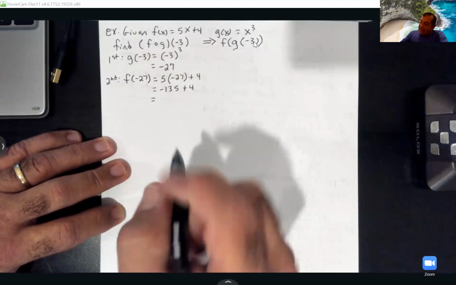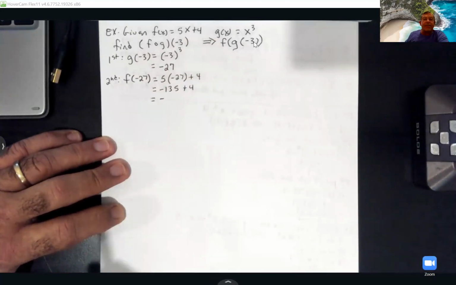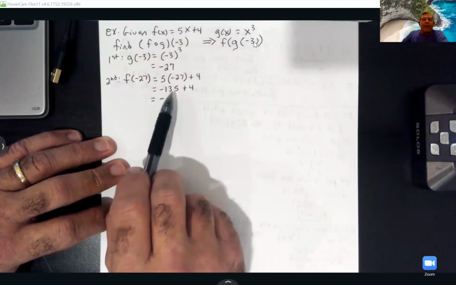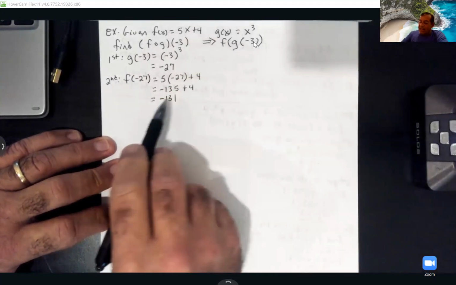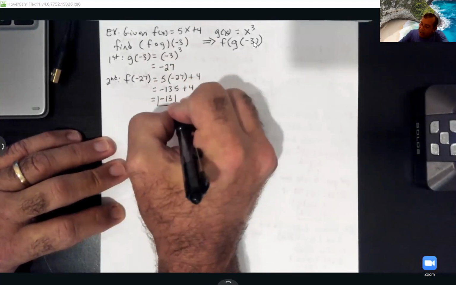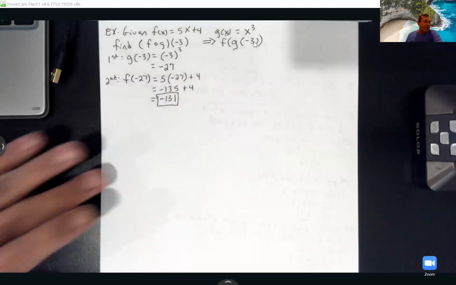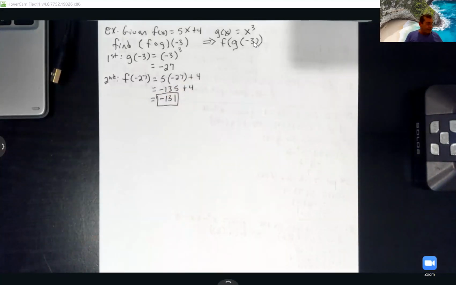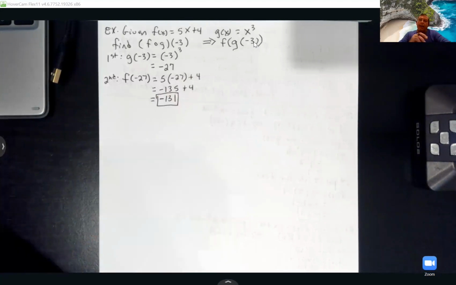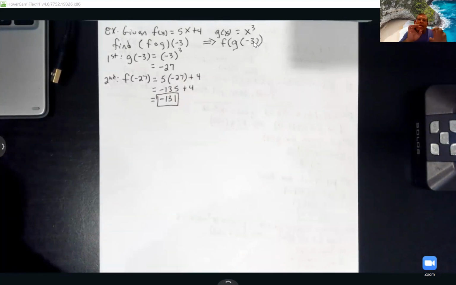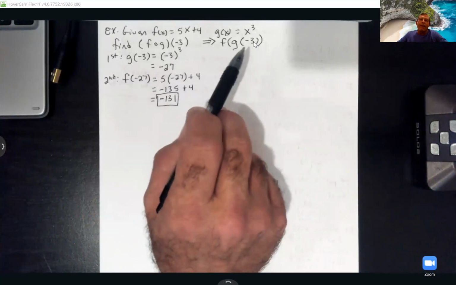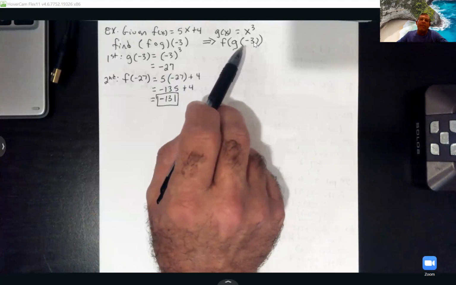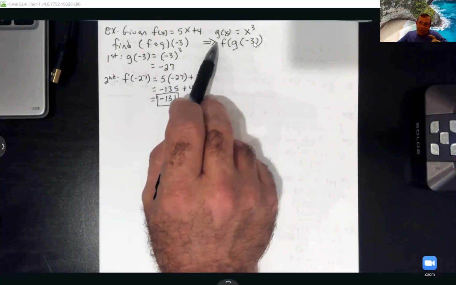So remember, we're adding unlike signs. So the answer will have the sign of the larger number. And then 135 minus 4 gives me 131. So that I get a negative 131 for our answer. Okay, so that's your trick on these. Look for what order they're giving you. Evaluate. Once you get that answer, put it into the other function.